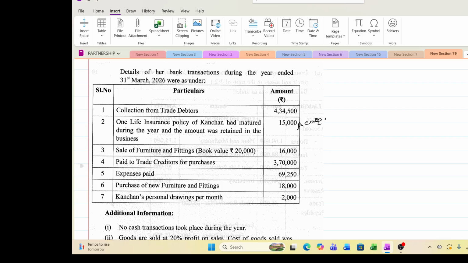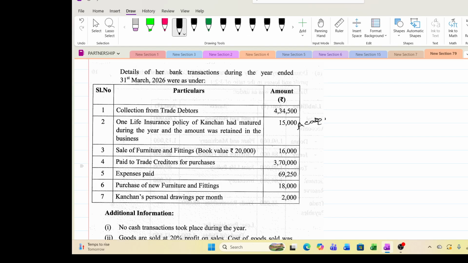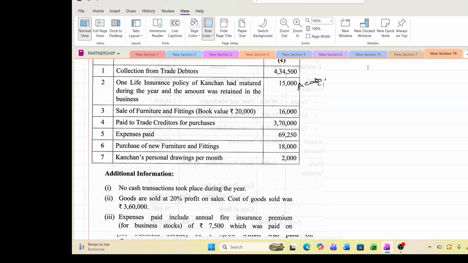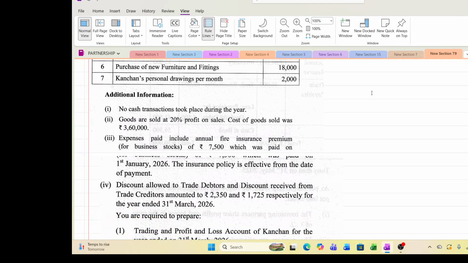The personal drawings are also given, and they have given some adjustments, that is, additional information. For all adjustments, we have to book two places. Keep that in mind. They have given the credit sales, but they give the COGS, cost of goods sold, and the profit on sales. We have to find out the exact sales.